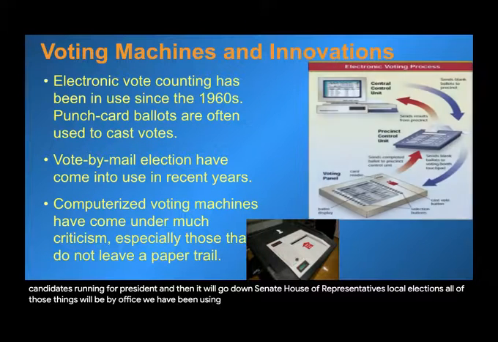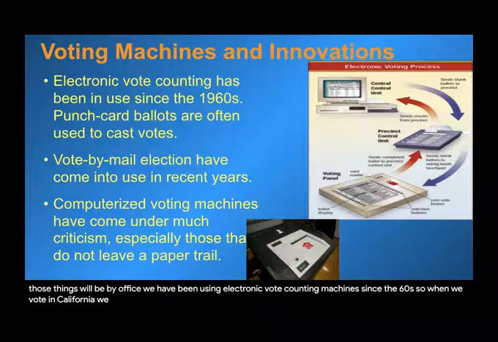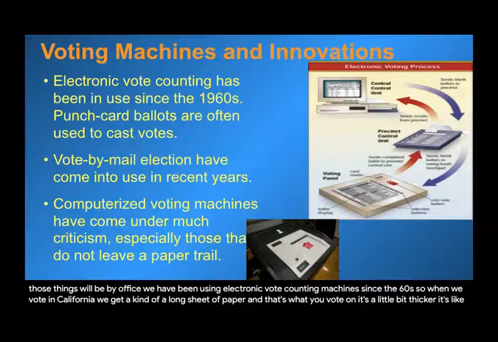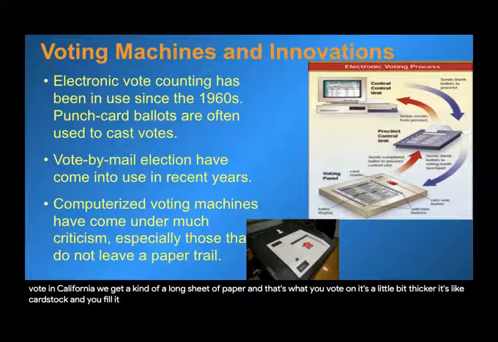We have been using electronic vote counting machines since the 60s. So when we vote in California, we get a kind of a long sheet of paper, and that's what you vote on. It's a little bit thicker, it's like cardstock, and you fill it in, like you fill in the little bubbles for who you want to vote for.